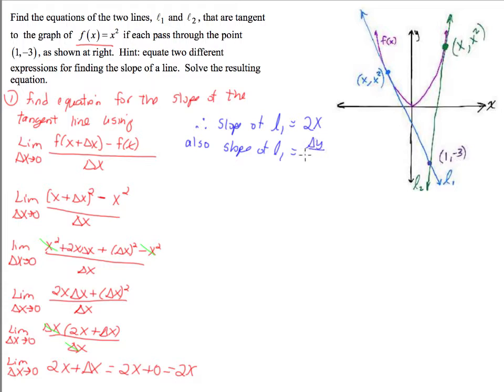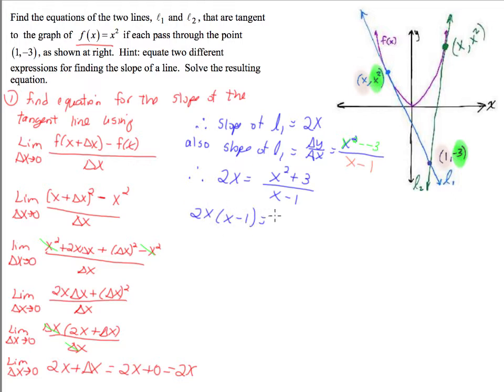So using the two points on L1, which is the point (1, -3) and (x, x squared), there's my change in y. So my change in y is x squared minus a negative 3, divided by the change in x, which will be x minus 1. So I'm using the y2 minus y1 over x2 minus x1 formula. Since the slope of L1 is equal to 2x and the slope of L1 is equal to x squared plus 3 over x minus 1, let's set those two equal to each other and solve for x.